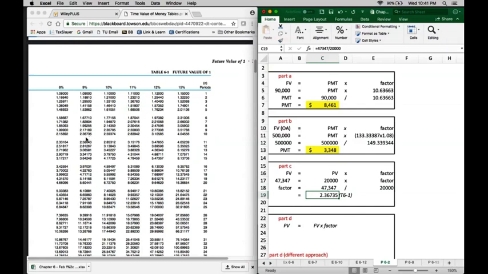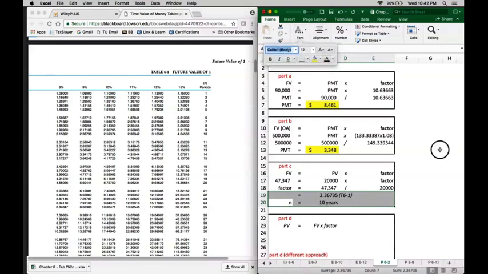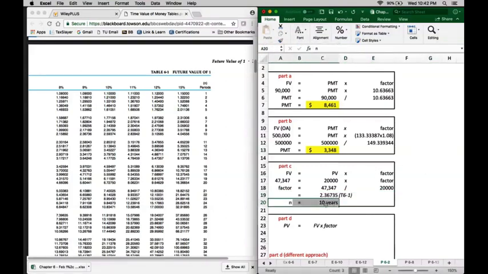So 9%, go down until you find a number as close as you can to that number. So we get this over here, 2.367636. We're off by just one decimal place over here, and that's fine. So our final answer is it's going to take her 10 years, n equals 10. This is the final answer we're looking for over here.